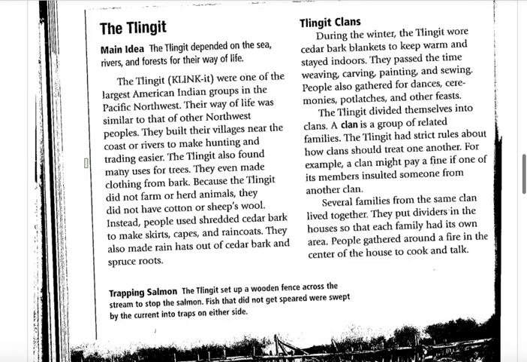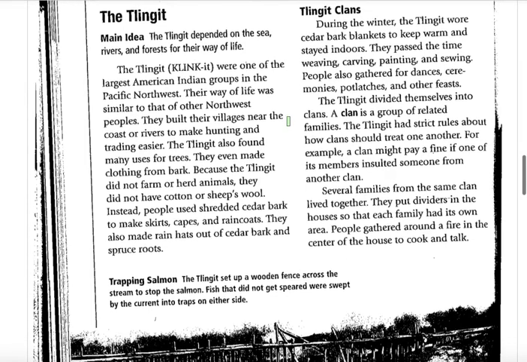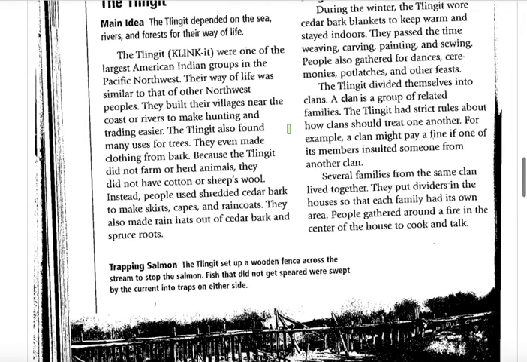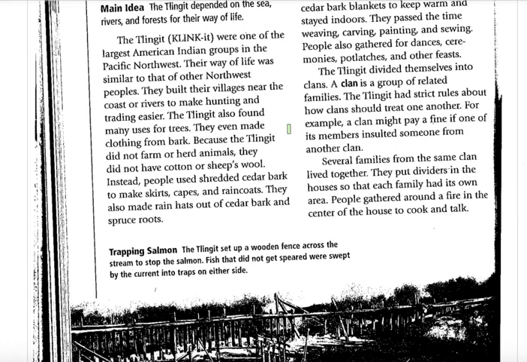Okay. The Tlingit. The Tlingit were one of the largest American Indian groups in the Pacific Northwest. Their way of life was similar to that of other Northwest people. They built their villages near the coast or rivers to make hunting and trading easier. The Tlingit also found many uses for trees.